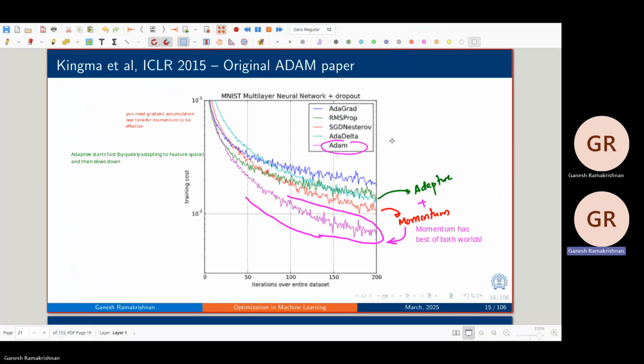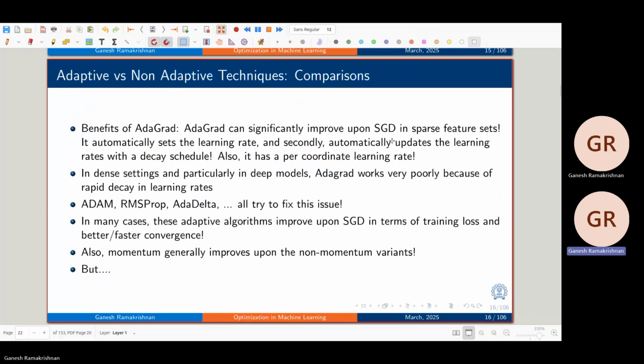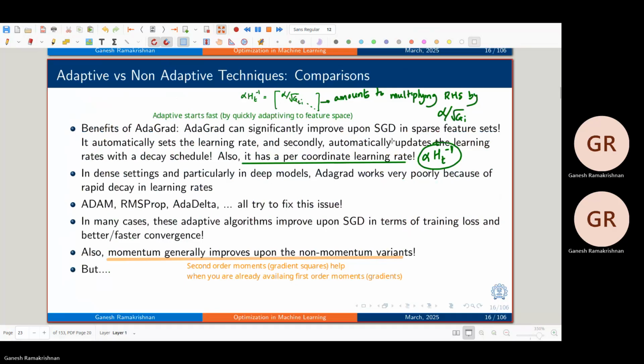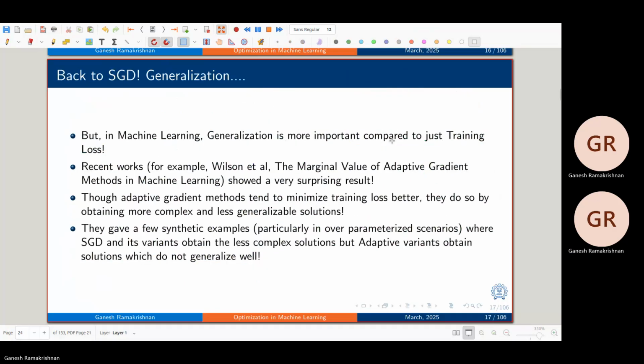So Adagrad is a breakthrough, but only in the context of momentum-adapted methods, not by itself. Okay. Now the thing is, all this is done, but generalization is very important. So it's not just about reduction in training error.